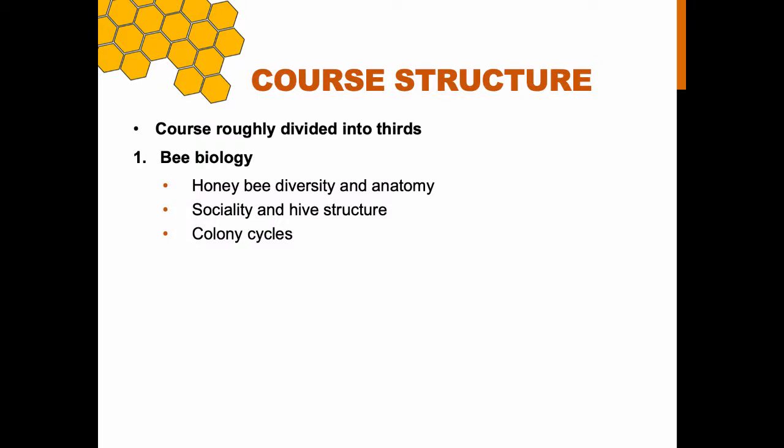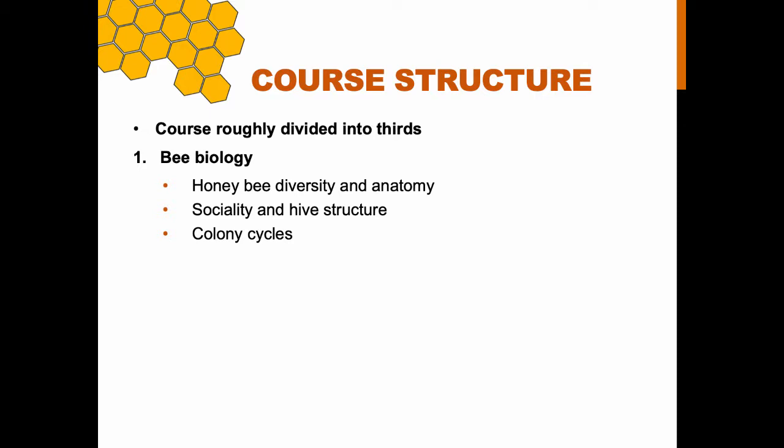Cool. So course structure. The class is roughly divided into 3 major sections, which are divided by exams. So basically, we go through a section, you have an exam on that topic, and then we jump into a new section, and you have exams on those. So the first major section is bee biology.